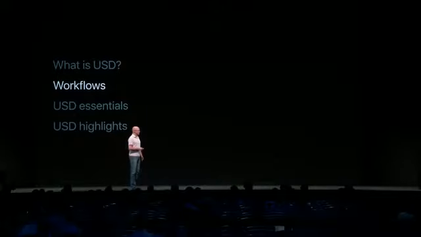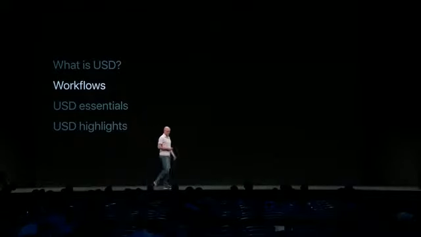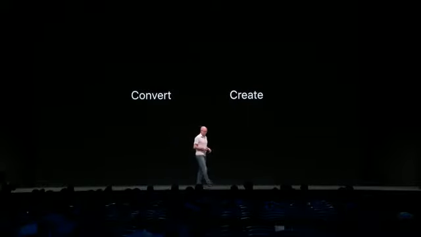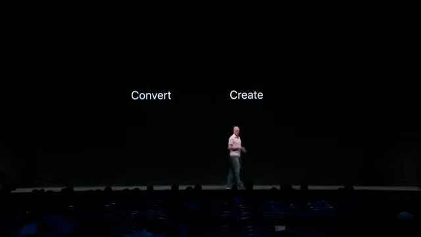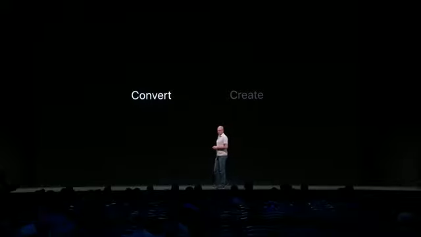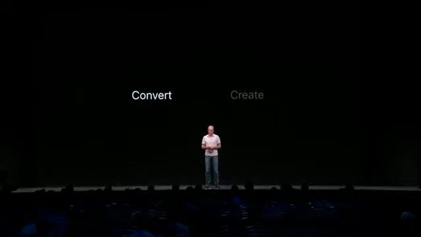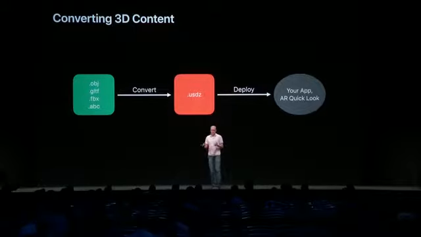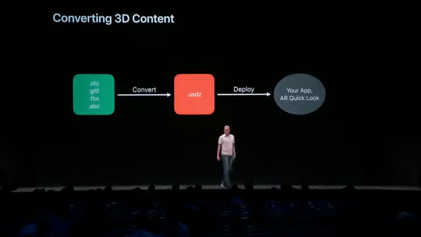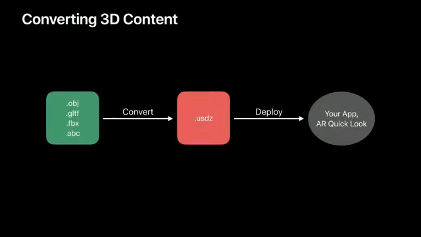Next, let's take a look at workflows. We can group these in two categories: converting existing assets and creating new ones. Let's start with converting existing assets. So let's imagine you have your assets on disk in some of these other formats, maybe FBX or GLTF, and you want to convert them to USDZ to deploy them to your app or AR Quick Look.